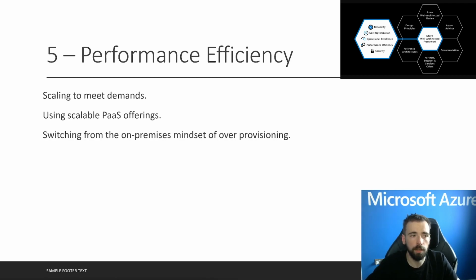The final pillar is performance efficiency. This includes scaling to meet demands. So as mentioned earlier around on-premises and how we might over-provision our on-premises infrastructure to meet demands, we don't need to do this in the cloud. Especially when using PaaS offerings, we can have our application scale up and down as required.